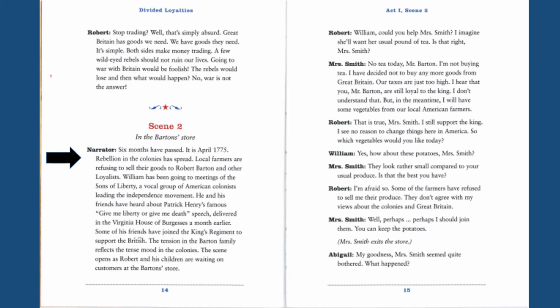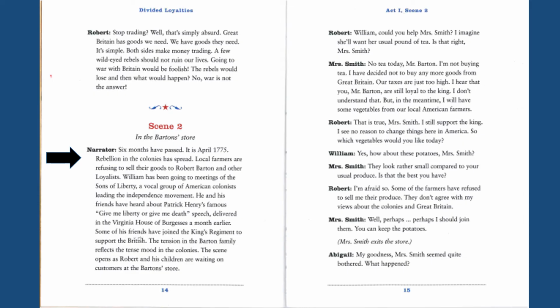Local farmers are refusing to sell their goods to Robert Barton and other loyalists. William has been going to meetings of the Sons of Liberty, a vocal group of American colonists leading the independence movement. He and his friends have heard about Patrick Henry's famous "Give me liberty or give me death" speech, delivered in the Virginia House of Burgesses a month earlier. Some of his friends have joined the King's regiment to support the British. The tension in the Barton family reflects the tense mood in the colonies.